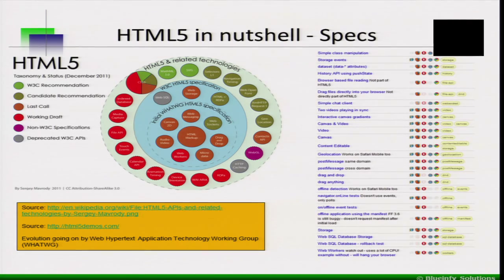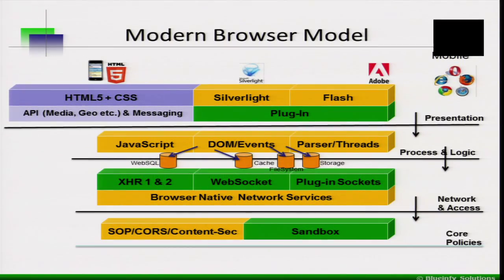If you take a modern browser architecture, it would look like this. At the bottom you have various policies: sandbox, content security policy, CORS, SOP, and so on. This is the core policy layer. On top of it you have network and access, where you have XHR level 1 and level 2 calls, then WebSockets, and then plugin sockets.